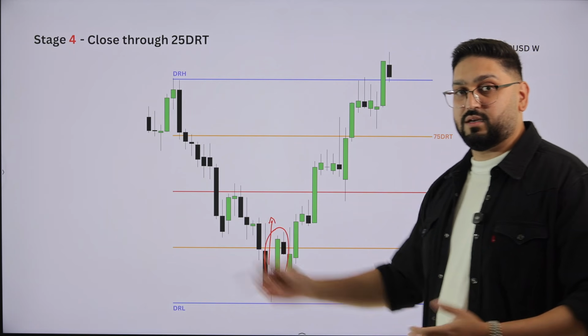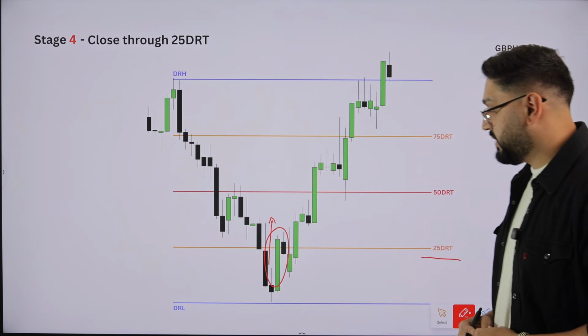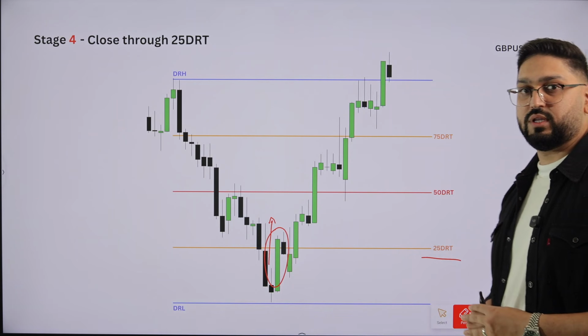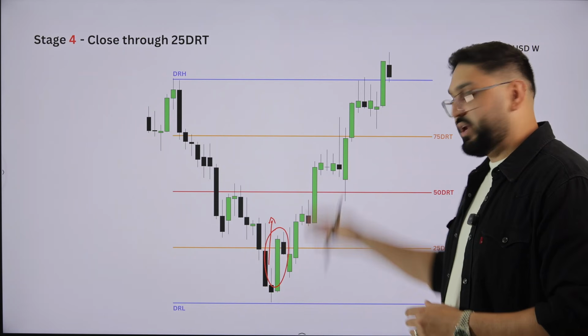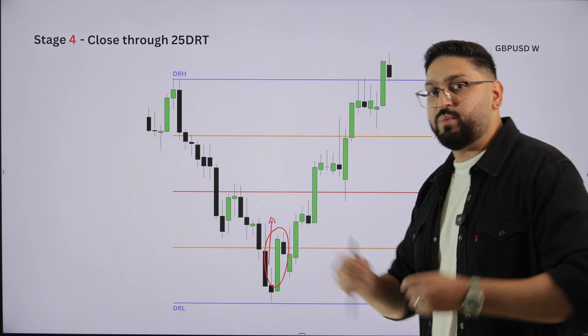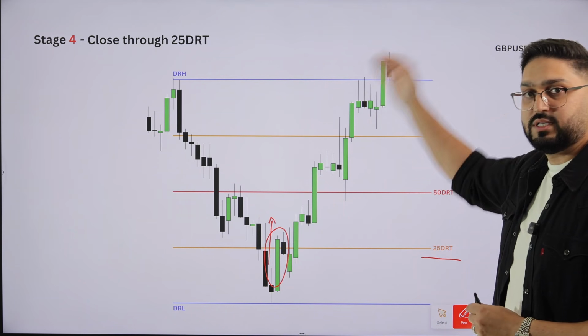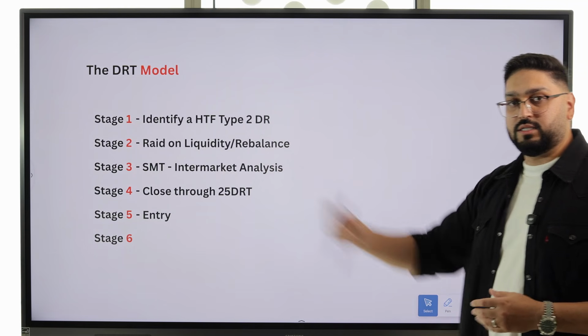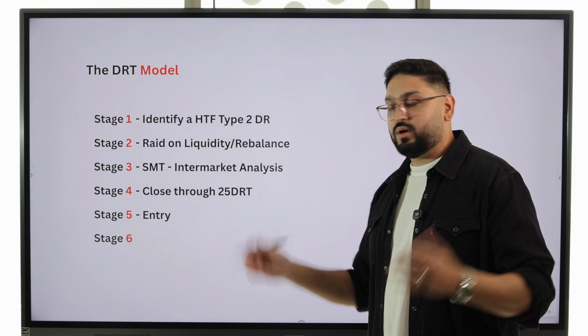I call this a DRT change in state of delivery. Each of these DRT levels you can think of as a ceiling. Once we break through that ceiling, price is tipping its hand that it wants to continue higher. And that leads us onto stage 5, our entry model.